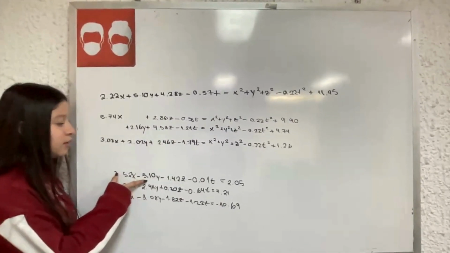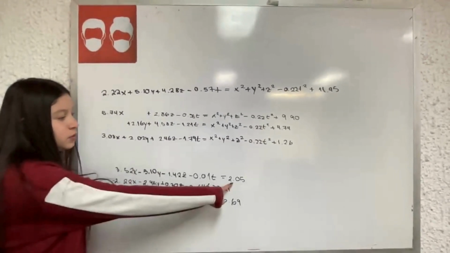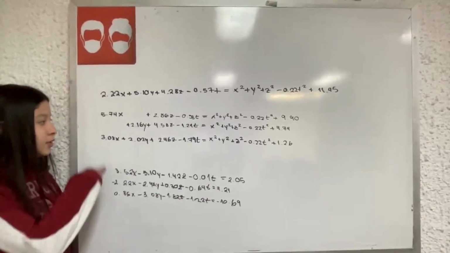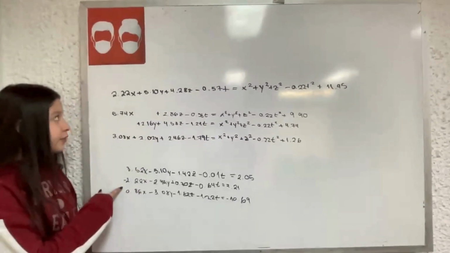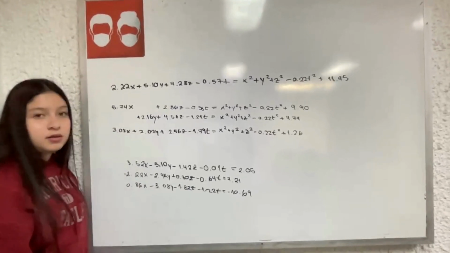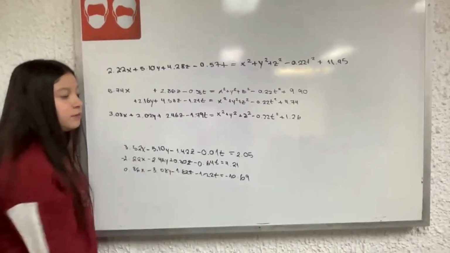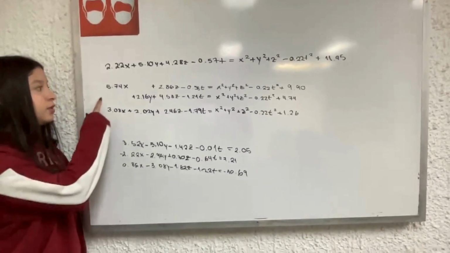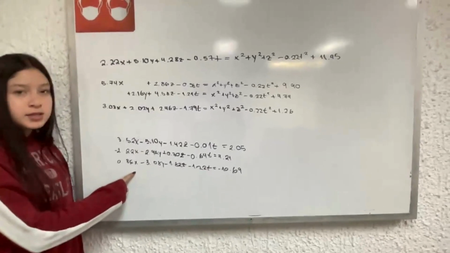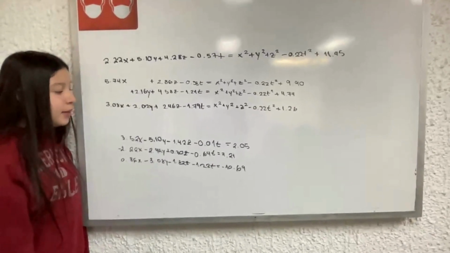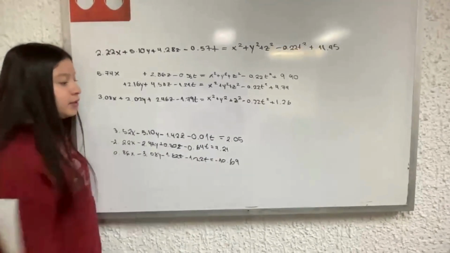So for the first, we get 5.10y minus 1.42z minus 0.01t, which is equal to 2.05. For the second equation as well, we take this one and subtract the first equation. So we have minus 22x minus 2.94y plus 0.3z minus 0.64t, which is equal to 7.21. And for the last equation, we do the same. We take this equation and we subtract this one. So we obtain 0.86x minus 3.08y minus 1.82z minus 1.22t, which is equal to minus 10.69.